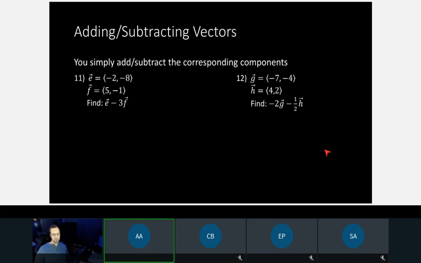Thank you for not making the second one harder than it had to be. You're welcome.